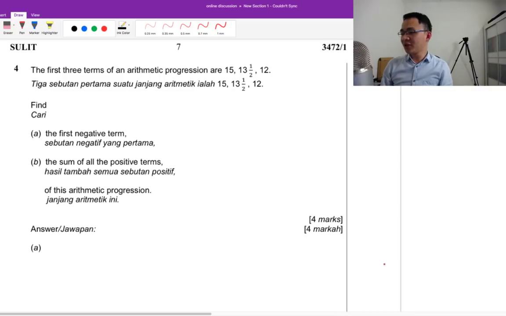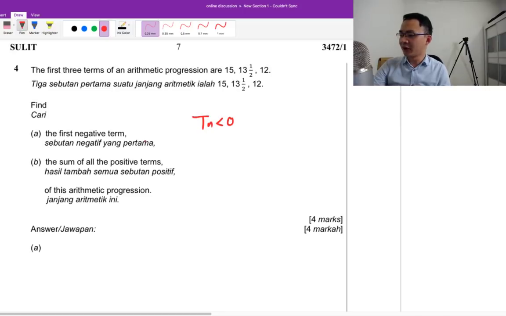Okay, the first 3 terms of the arithmetic progression are these 3, and then find the first negative term. So in order to find the first negative term, I know negative means Tn must be less than 0. I cannot say Tn less than or equal to 0 because if I have the equal sign over here, it might not be negative because equal is 0. 0 is a neutral number. It's not positive and not negative.